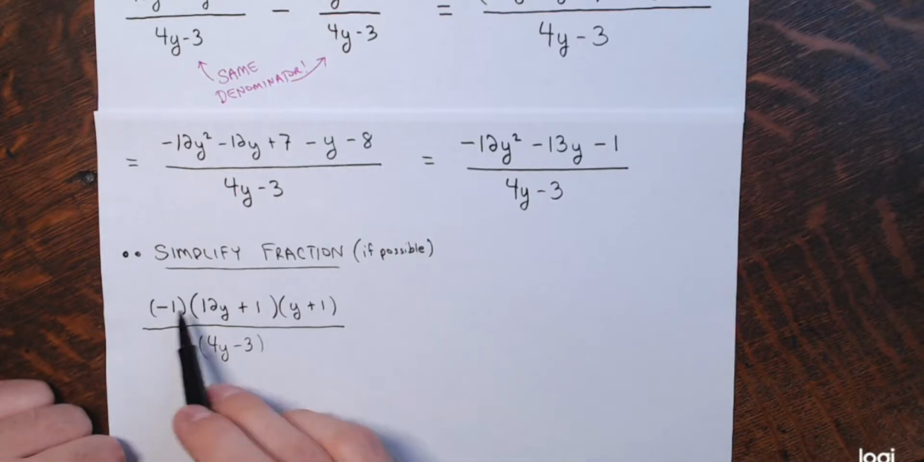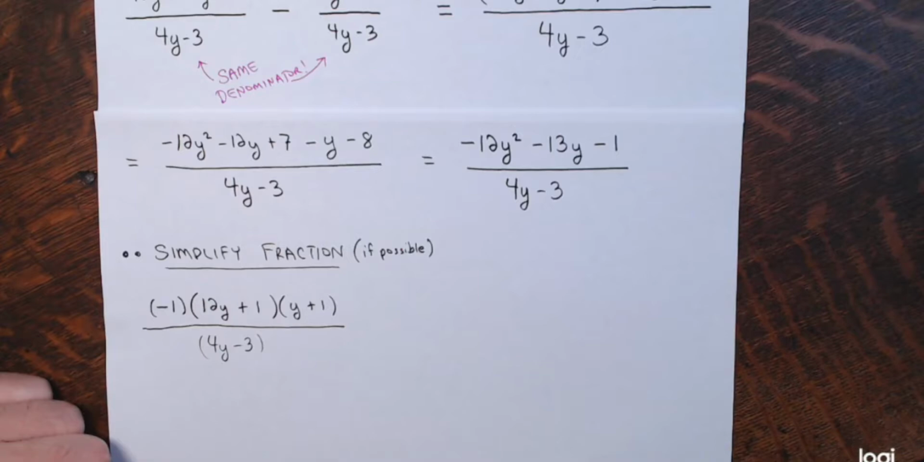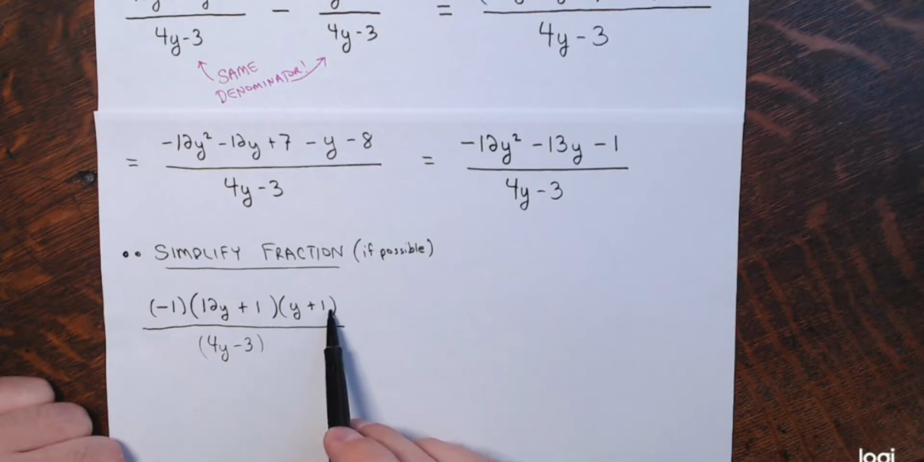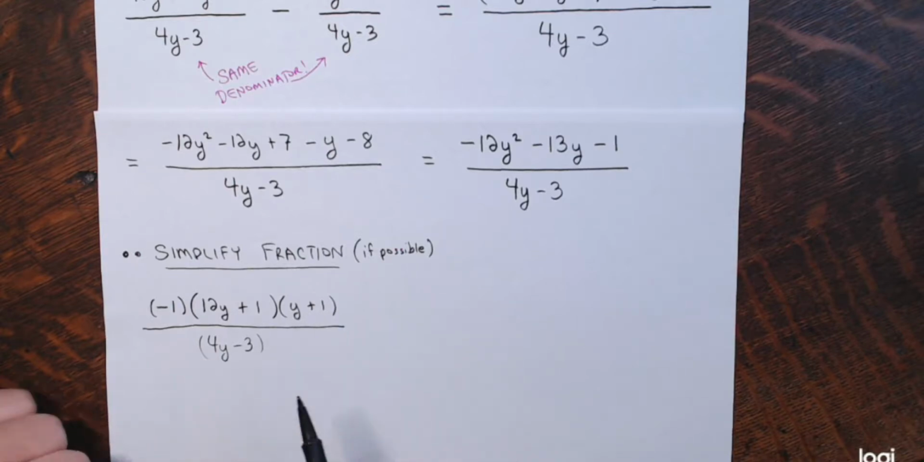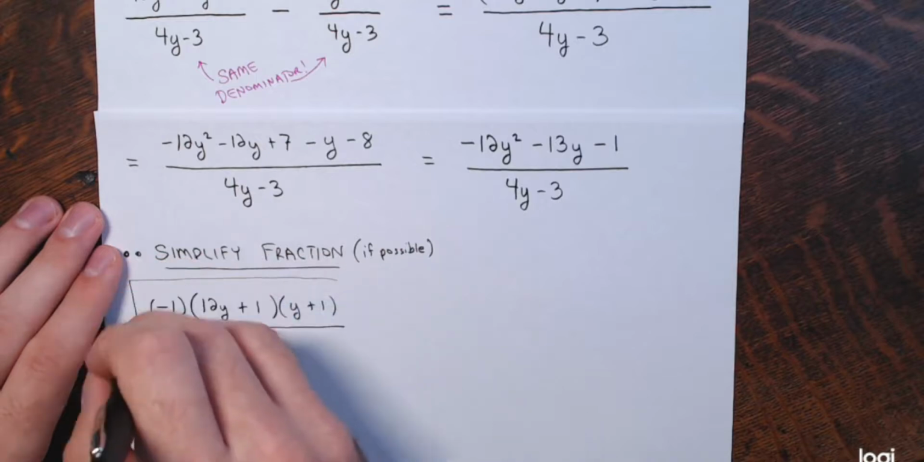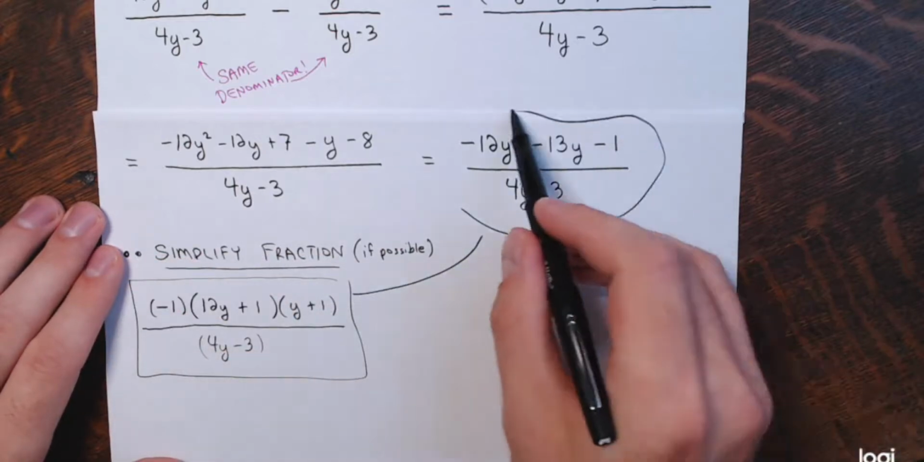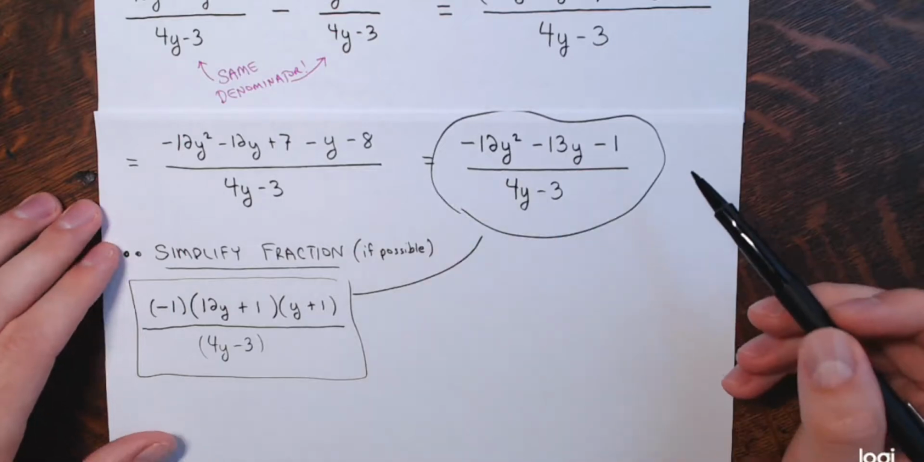All right, well, I don't see any common factors. Negative 1, there's no negative 1 in the denominator. 12y plus 1 in the numerator, there's no factor of 12y plus 1 in the denominator. Y plus 1 in the numerator, there's no factor of y plus 1 in the denominator. So this is as simple as it gets. Or you could just type in this. This is what I'm going to end up typing.